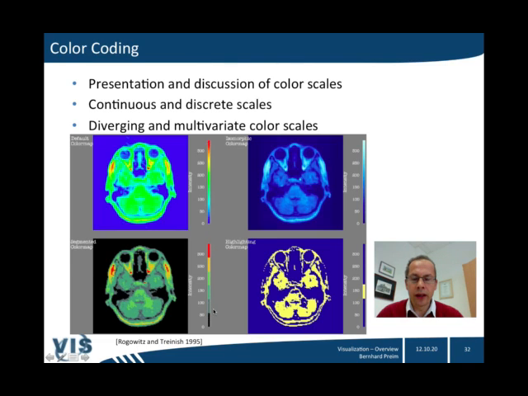This one, on the other hand, is a discrete color scale, or as Rogowitz and Treinish say, a segmented color map. Here we only have 6 different values. And that gives you slightly different information. Some subtle changes you cannot see here because you summarize a whole interval of values with one color. But for a basic classification, that may be even better. Here we do not use many different color hues, but actually only bluish colors.